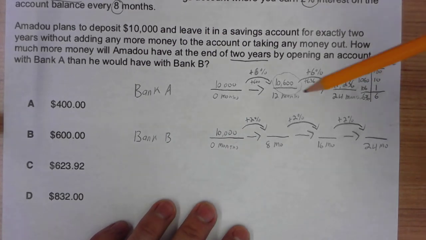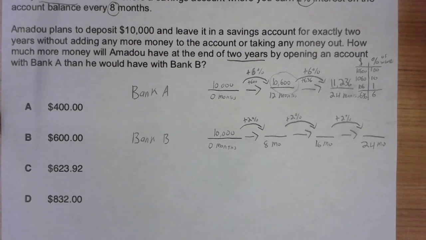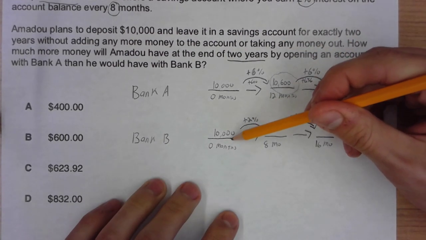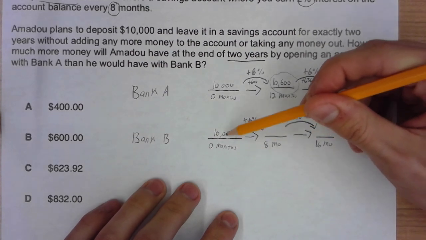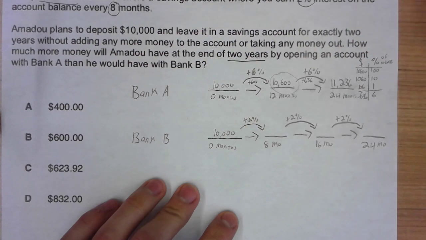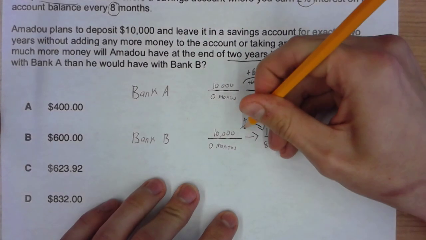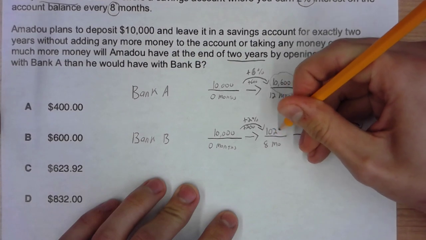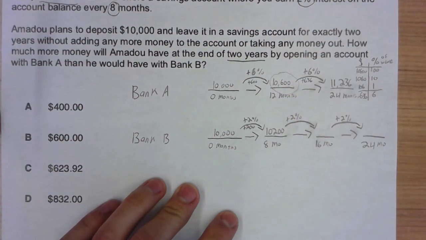So what is happening at Bank B? Here we are increasing by 2% every year, right? Not every year, every 8 months. We're increasing by 2% every 8 months. So we know between our starting point and our first stop on our roadmap, we are increasing by 2%. 2% of 10,000 is going to be $200, correct? So it's going to be $10,200 at our second stop.